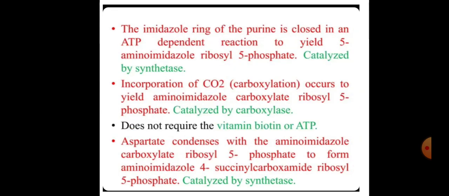Then the imidazole ring of the purine is closed in an ATP dependent reaction to yield 5'-amino imidazole ribosyl 5-phosphate. It is catalyzed by the synthetase. Incorporation of carbon dioxide occurs to yield amino imidazole carboxylate ribosyl 5-phosphate, and it is catalyzed by the enzyme carboxylase, and it does not require the vitamin biotin or ATP. Then the further step includes aspartate.